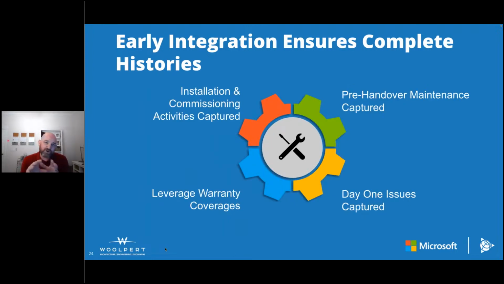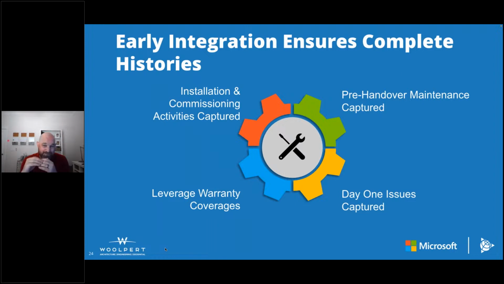And then also early integration ensures complete histories. The installation and commissioning activities that are being done are typically captured as a part of the project, and they may be provided again as a part of that file dump. But if you've already got your EAM system up and running, you actually have the ability to capture those activities directly in your EAM system, get more accurate installation dates, get configuration data as far as how that asset has been set up from the commissioning directly into your EAM systems. You can capture that at the source.